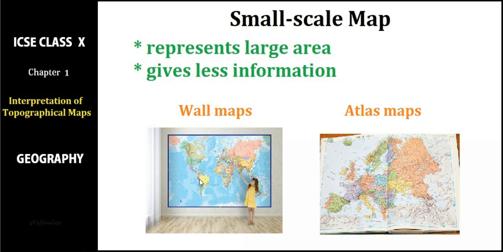We may get the name of all the countries, maybe the capitals and some important cities and few important rivers and mountains, but you don't get much information other than these basic things. Similarly, in an atlas map also, the map shows a large area. This is the entire European continent. We may get the name of all the important cities, countries, capitals, but we will not get anything else. So this kind of a map which shows a large area is called a small scale map.